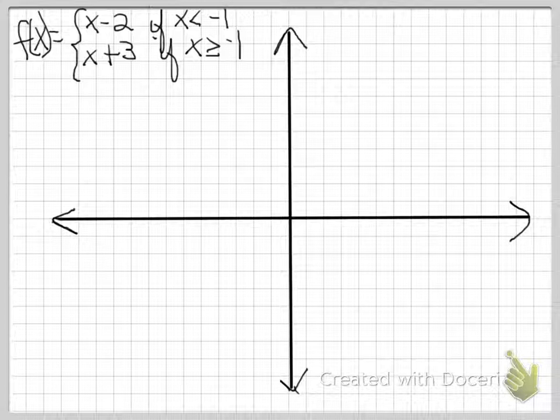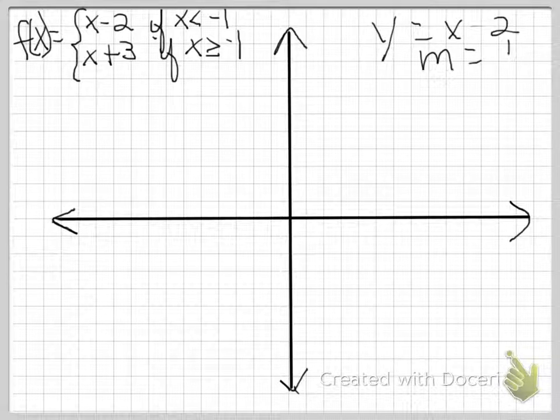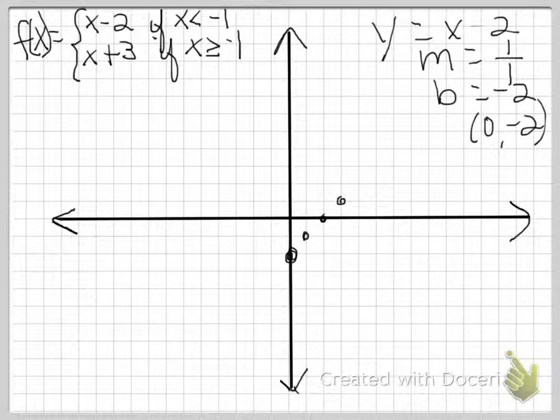We have two functions, f of x equals x minus 2, and f of x is equal to x plus 3. So what I would do, let's graph the first equation. That is the same thing as saying y equals x minus 2, where your slope is 1 over 1. Your y-intercept is negative 2, which is the point (0, negative 2). So I'm going to plot (0, negative 2). I'm going to go up 1 over 1, up 1 over 1. I can also go down and backwards because to go in the opposite direction, that's negative 1 over negative 1.